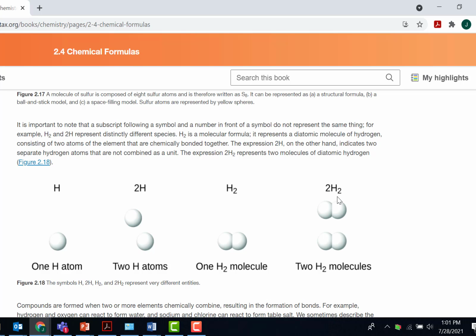So be aware of that difference between the placement of the numbers and what that means about molecules or atoms, and how we might represent those here symbolically, what that would mean if we were to represent that on the molecular level in terms of showing them in the way we're showing them here.